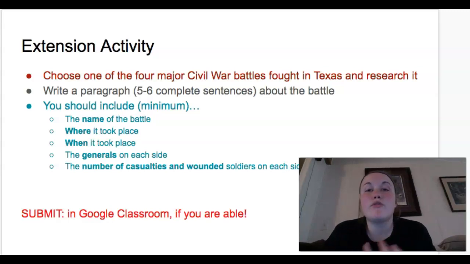You can choose one of the 4 major battles of the Civil War that were fought in Texas and research it. Write a paragraph with 5 to 6 complete sentences about the battle you chose. You should include, at minimum, the name of the battle, where it took place, when it took place, the generals on each side, and the number of casualties and wounded soldiers on each side. If you are able, please submit it into Google Classroom.